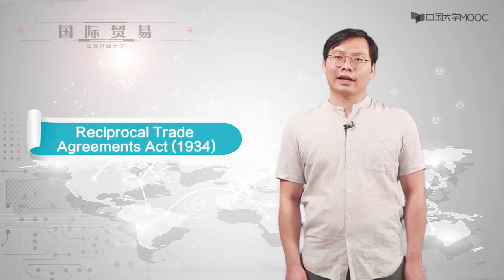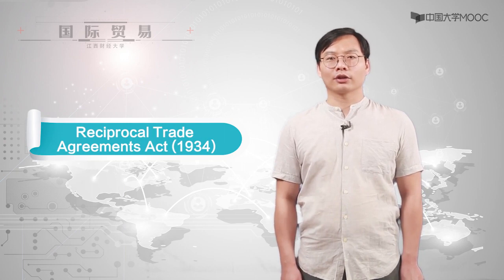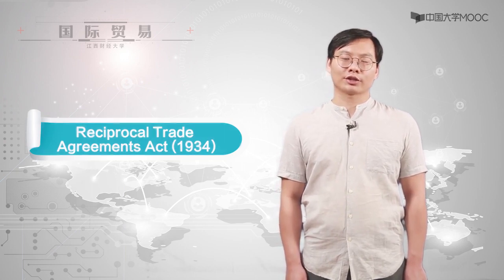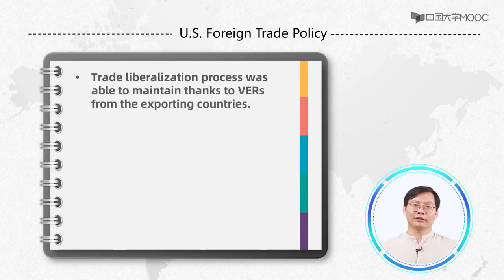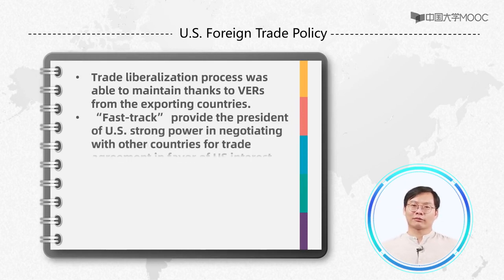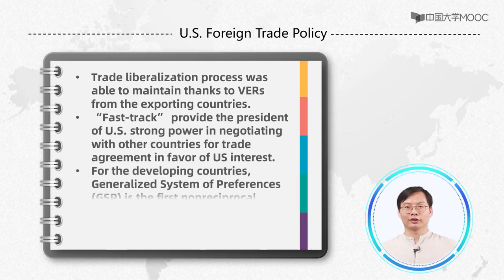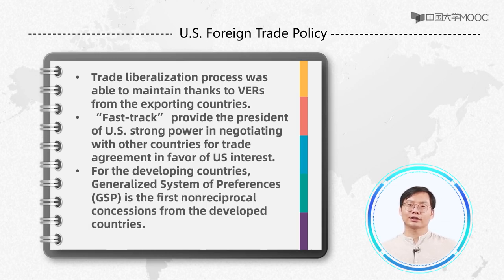The Reciprocal Trade Agreement Act of 1934 is the historical start of the U.S. long trade liberalization process. The trade liberalization process was able to be maintained thanks to VERs from exporting countries, such as Japan. Fast Track provides the President of the United States strong power in negotiating with other countries for trade agreements in favor of U.S. interest. For the developing countries, the Generalized System of Preferences is the first non-reciprocal concession from the developed countries.